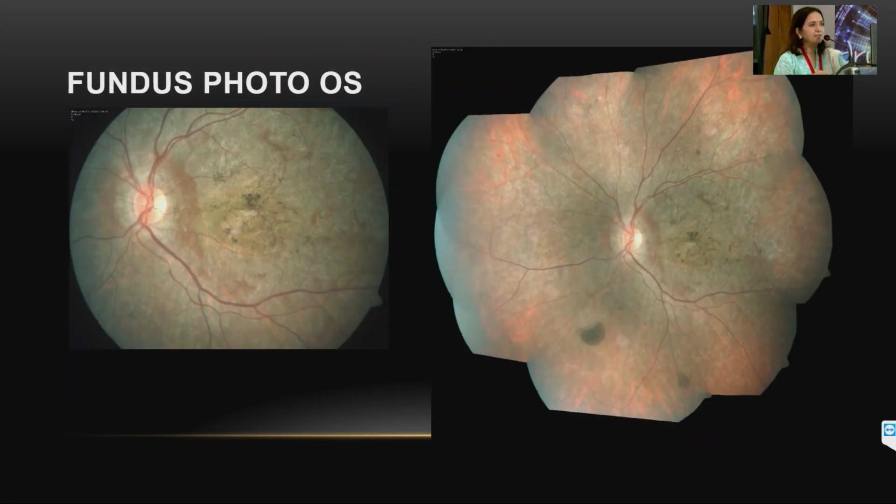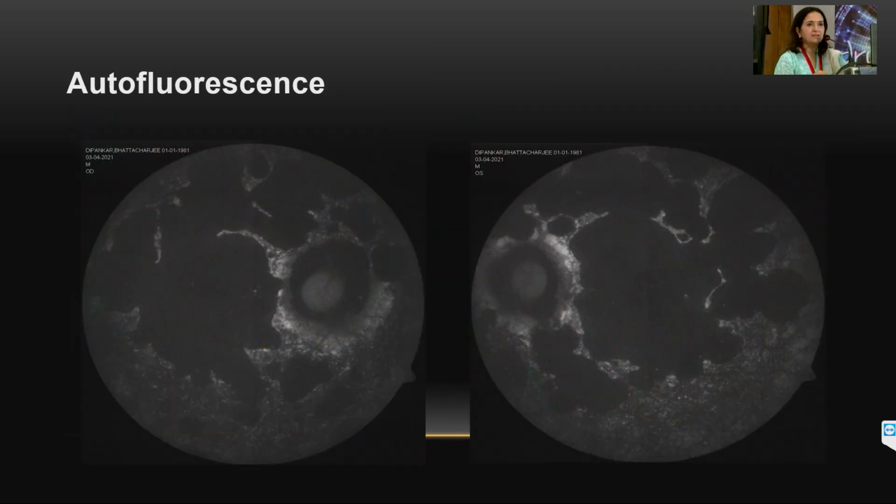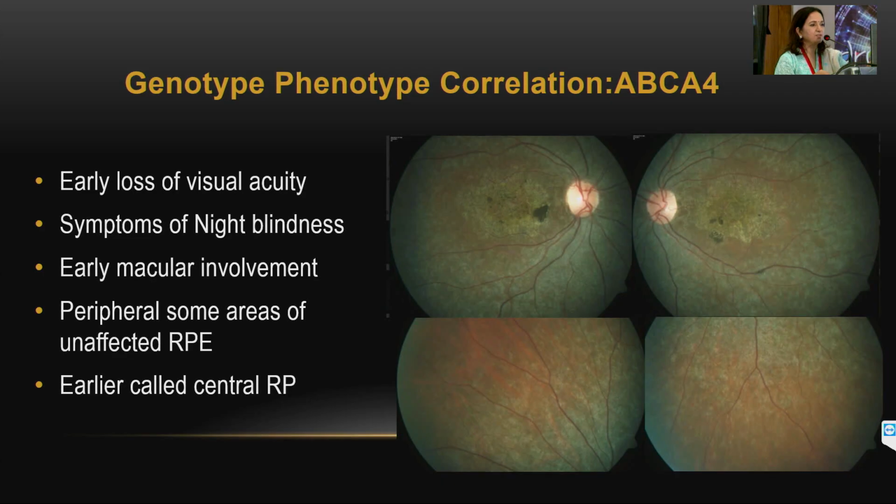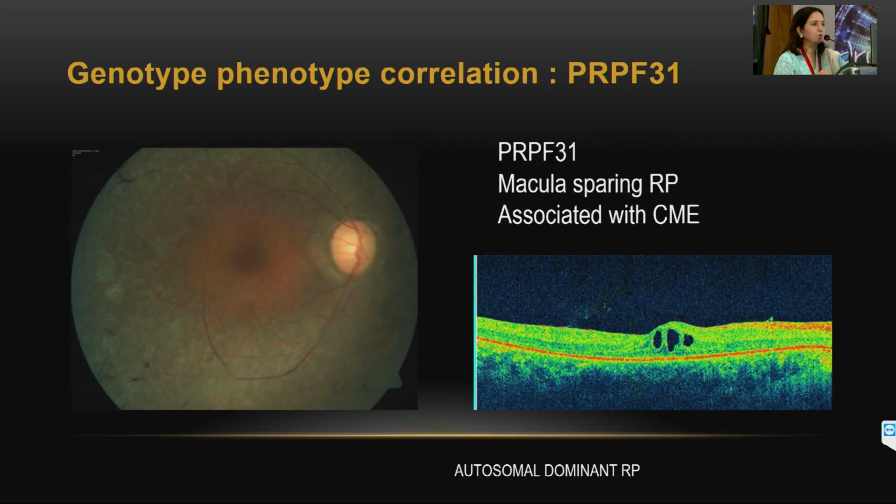ABCA4 may present like this with central involvement. This is not atypical, it is just that it is ABCA4 causing RP, and it may not be extinguished. That's because the peripheral retina, if you see, is still pink, which means some amount of cells are still working, even though the vision is poor.